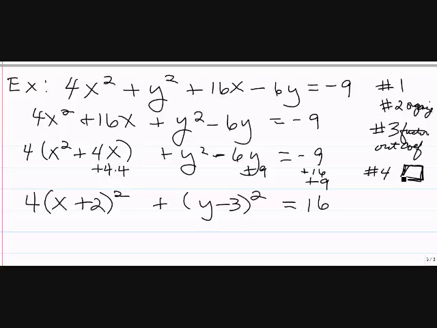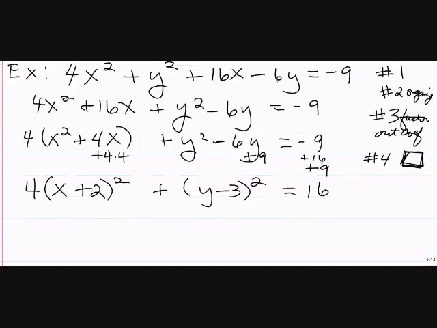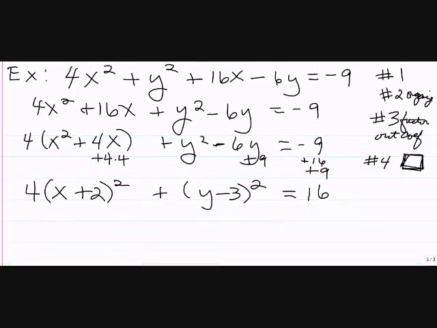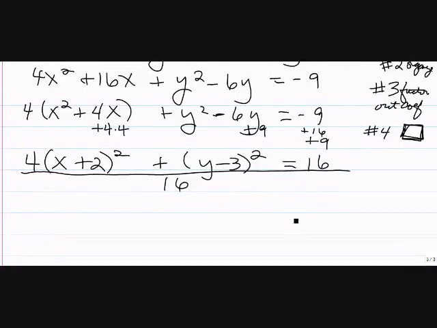Okay. Is this a circle? No, because I wouldn't do circles twice. I know it's not a circle because on circles I don't have any number outside the parentheses. So to get rid of the number outside the parentheses, I divide both sides by the number left over here on the right. I divide both sides by the 16, because I want this equal to 1.